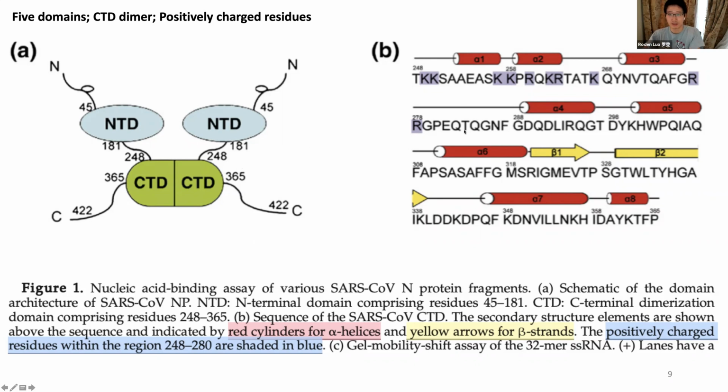Then shown on the right is a cartoon, or canonical representation, of the structure details. So there are alpha helices and beta sheets, and those purple or blue shaded amino acids are positively charged. You can see in this region, the N side, the very first portion of the CTD has a high density of those positively charged residues, which might indicate that they will bind to RNA, because RNA is negatively charged.